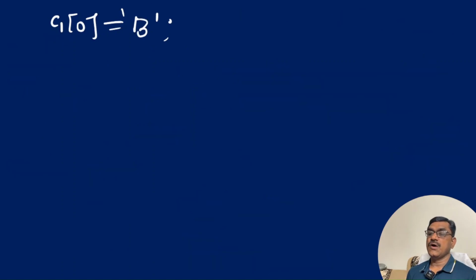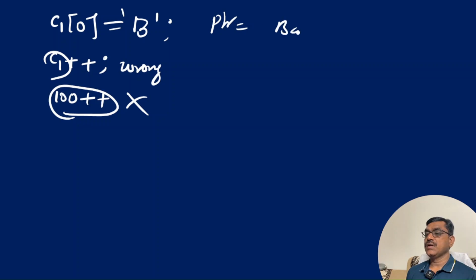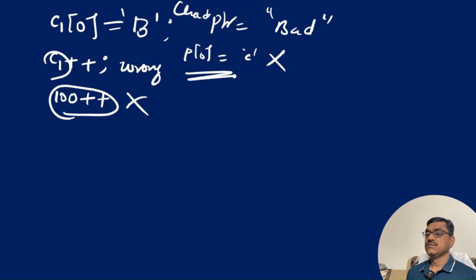This is valid. Now, another important thing is, can you increment C1 plus plus like this? No, this is not valid, wrong. Why is it wrong? Because C1 is 100. How can we say 100 plus plus? This is not valid. Now, just now I said ptr equals "bad", character pointer, right? Can you say ptr of 0 equals some C? No, it's not valid. You cannot modify the first element like ptr of 0. You can print it.